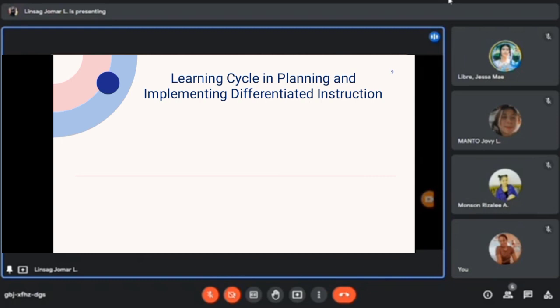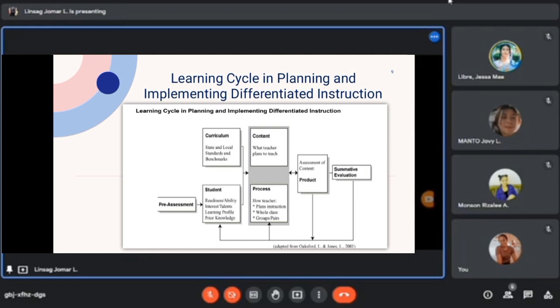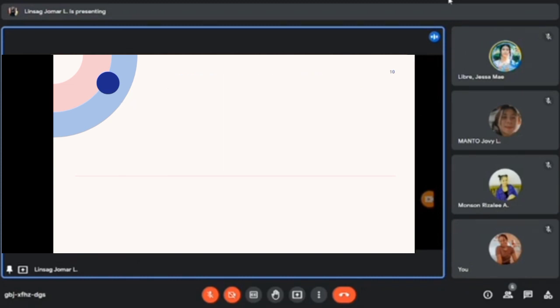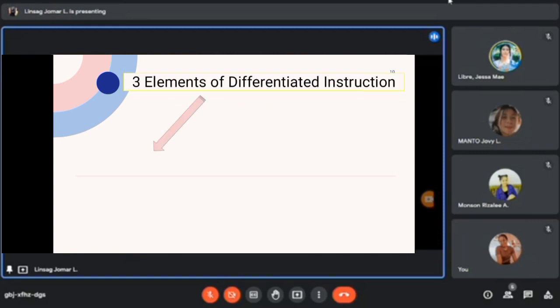Now, how is implementing differentiated instruction important to instructional strategies in multi-grade classes? By providing your students with different approaches to their learning experiences. Now, these are the learning cycle in planning and implementing differentiated instruction. In implementing differentiated instruction, we have three elements here. First is content. What is to be taught?